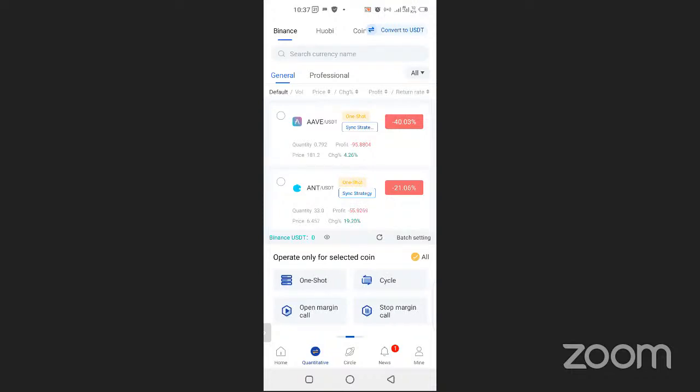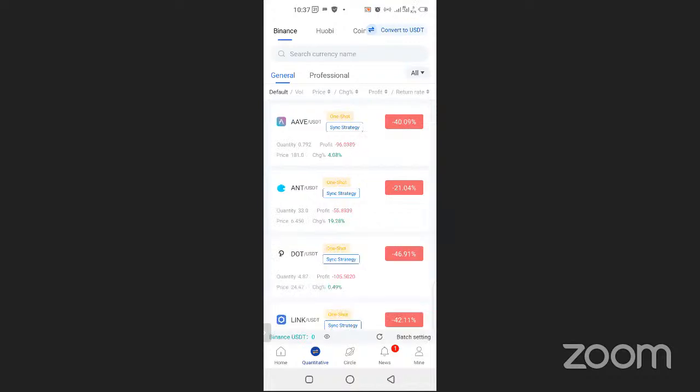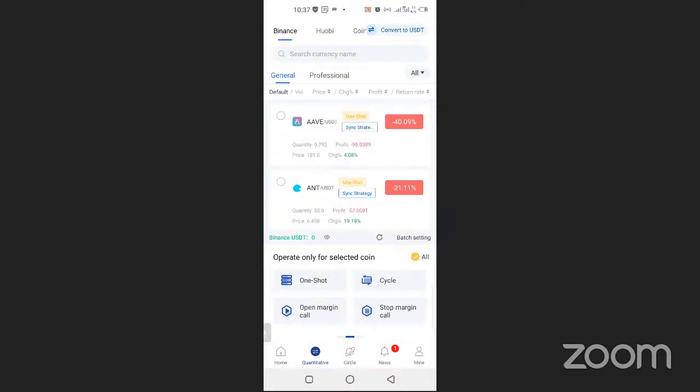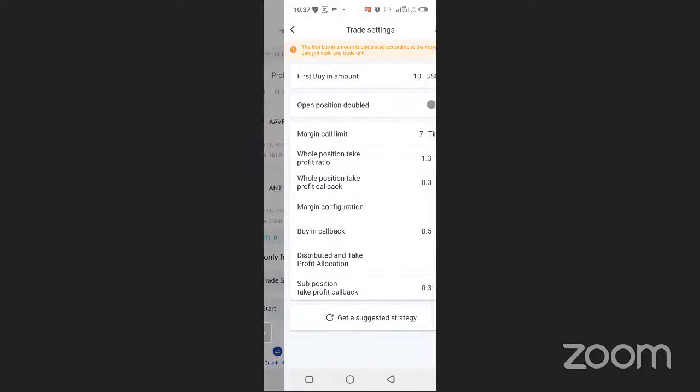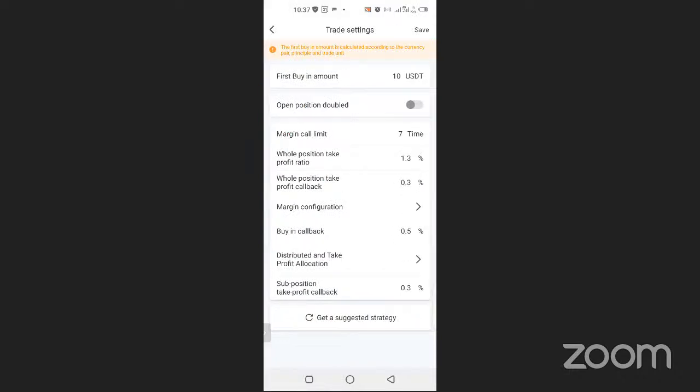Open margin call, which means the robot keeps on buying whenever the market goes down. It has cycle, which is a buy, sell, buy, sell, buy, sell. It has stop margin calls. Then it has fast present drop, all right? Now, I tap on batch setting. I select all the coins, all right? And when I select all the coins, now I go into the trade settings.